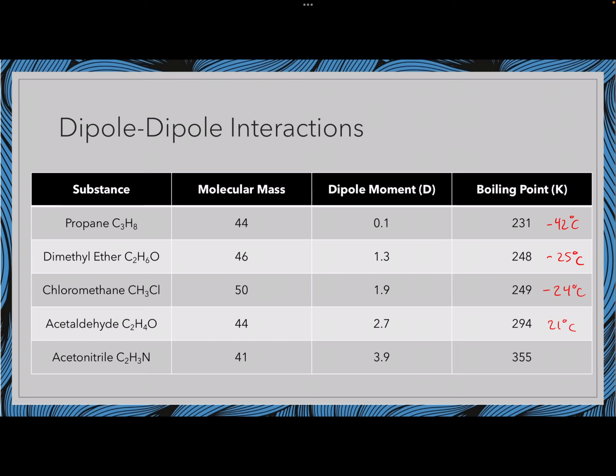And lastly, acetonitrile, which has a dipole moment of almost 4, and even though it's the lightest of all the molecules, it has the highest boiling point, okay, which is about 82 degrees Celsius. So you can see, even though acetonitrile is our lightest, it has our highest boiling point, and that's just because of that dipole moment.